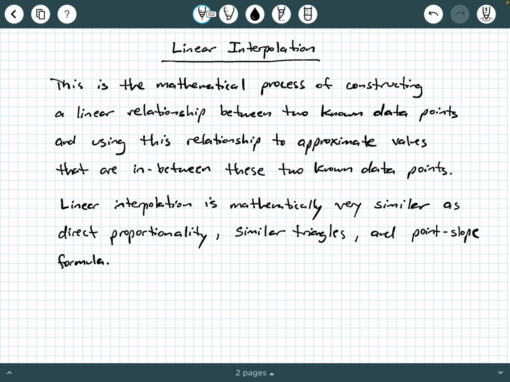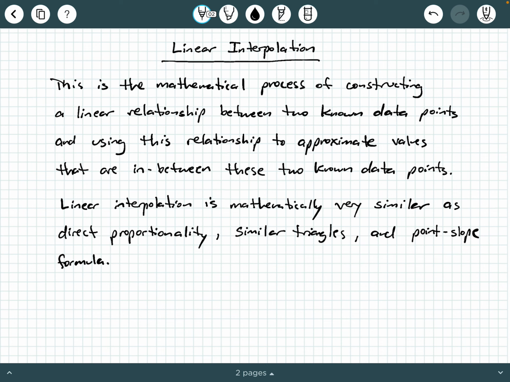as direct proportionality, similar triangles, and point slope formula is because think about the basic definition of what we just wrote down for linear interpolation. We are building a linear relationship between two known data points, and then we're going to use that relationship to determine values that are in between those two known data points.